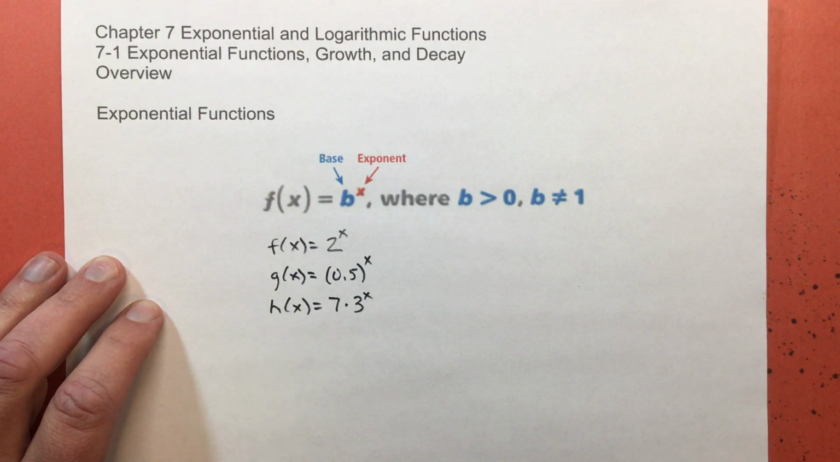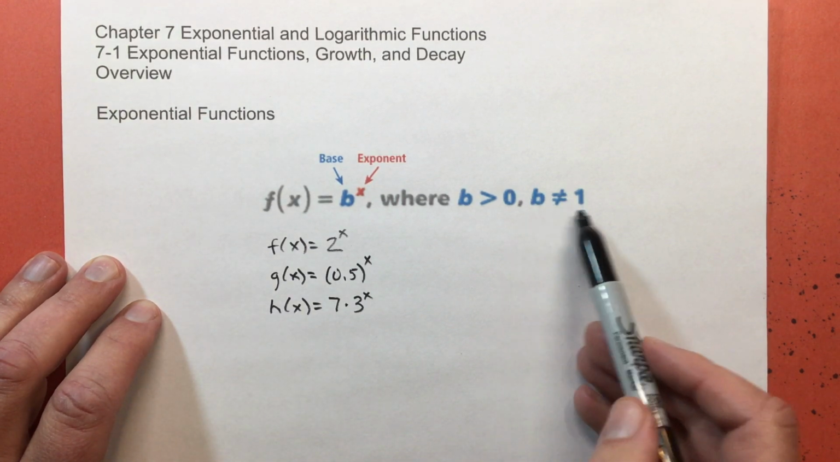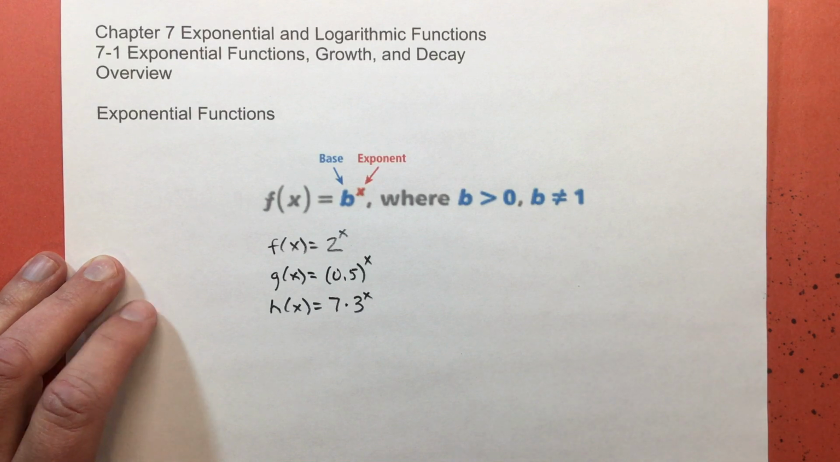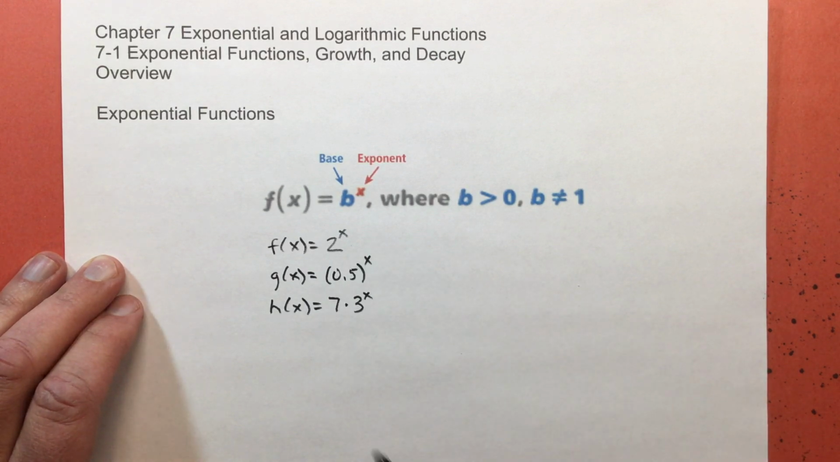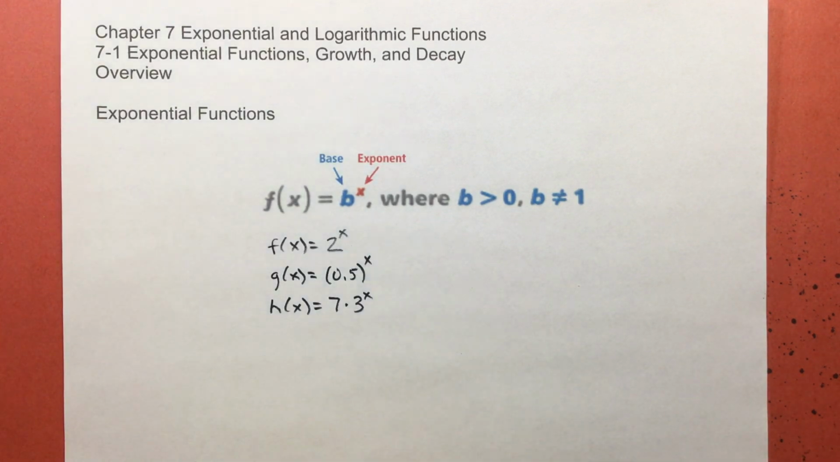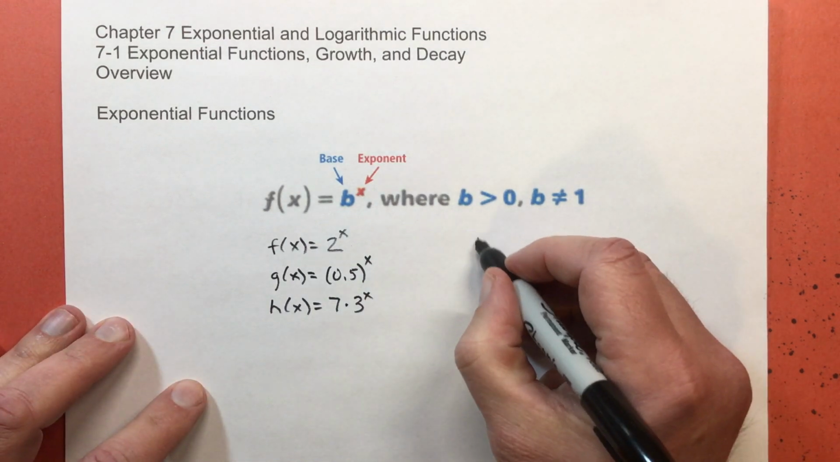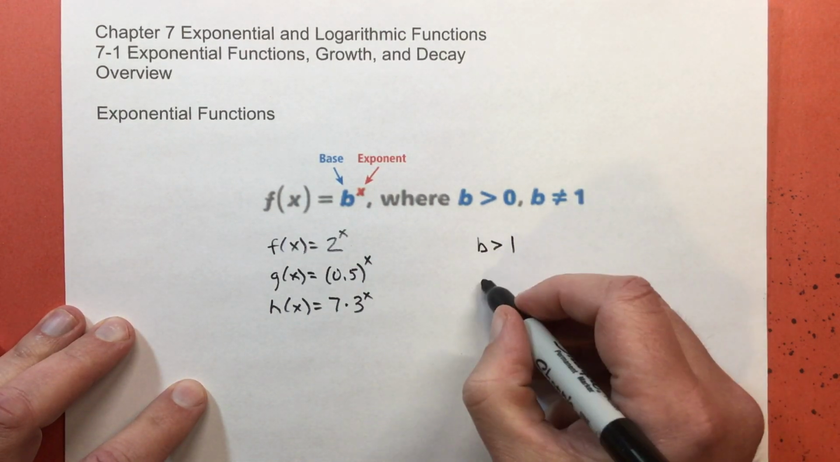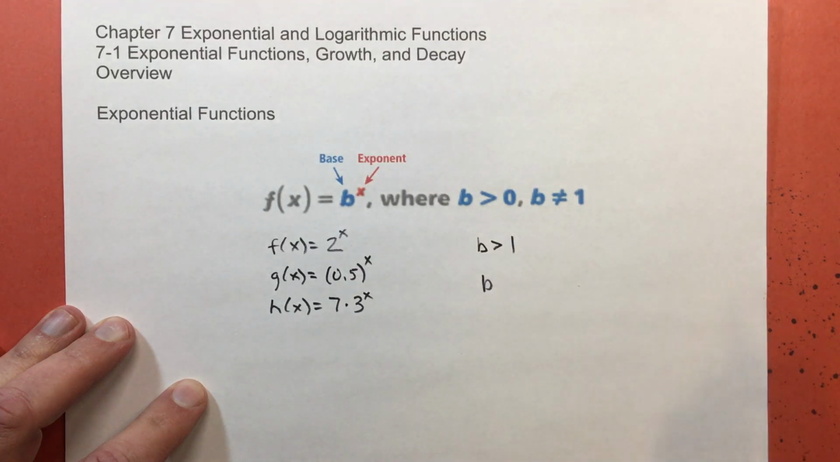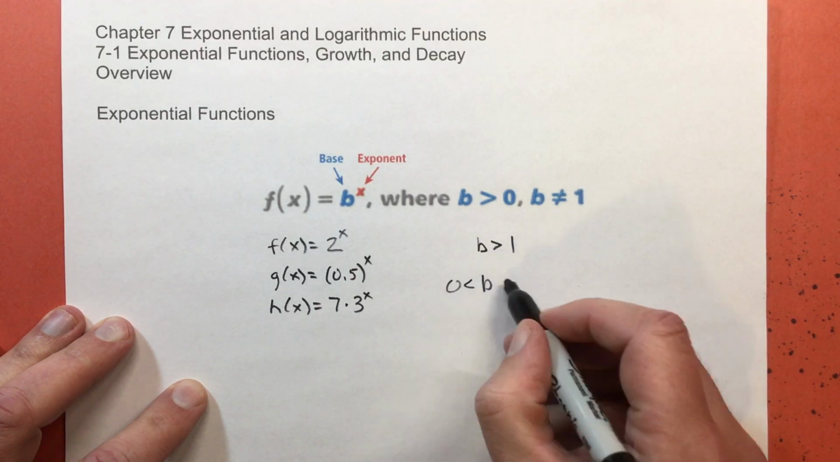The other thing, and this is not wrong, but we just don't do it, we don't let b equal 1. So we don't have 1 to the x power. That's just because it's trivial. 1 times 1 times 1 times 1 just means 1. So the only interesting things happen when b is greater than 1 and when b is between 0 and 1.